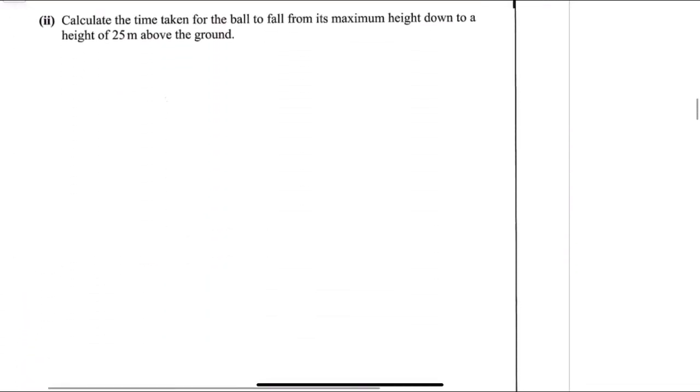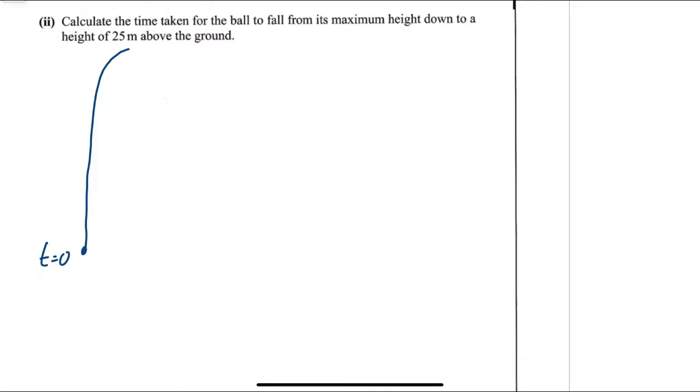Next part says, calculate the time taken for the ball to fall from its maximum height down to a height of 25 meters above the ground. Okay, we haven't actually found the maximum height. So the easiest way to do this is we're going to look at from t equals 0, the time for this thing to go up, get to whatever its maximum height, I don't know, nor do I care, and then to get to a height of 25 meters. That's what we're really looking for in this question.